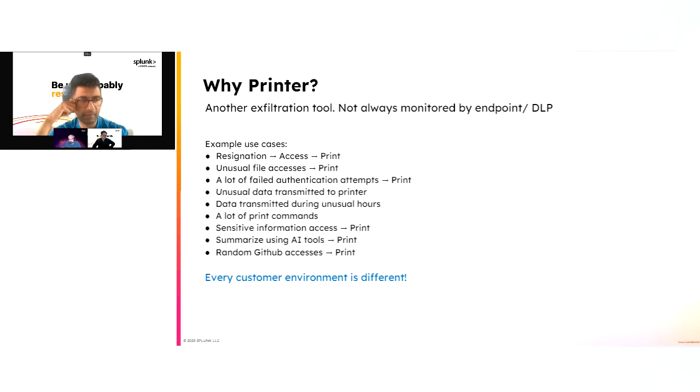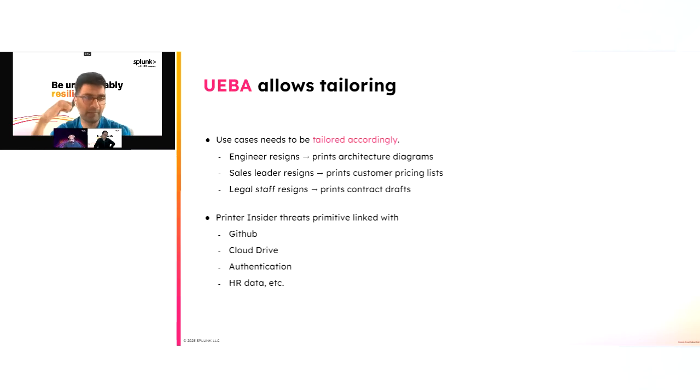At the same time, we should be very mindful that every customer environment is very different. For example, if an engineer resigns, they might print architecture diagrams. If a sales leader resigns, they might be looking to download the customer pricing list. Or if legal staff resigns, they might be looking into printing contract drafts. So what it means is the sensitive information each of these employees is accessing is probably different.